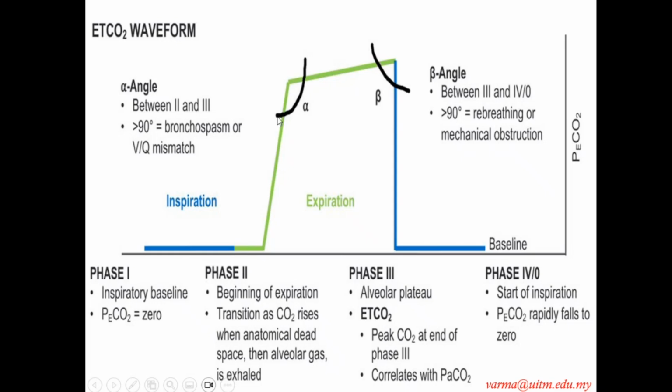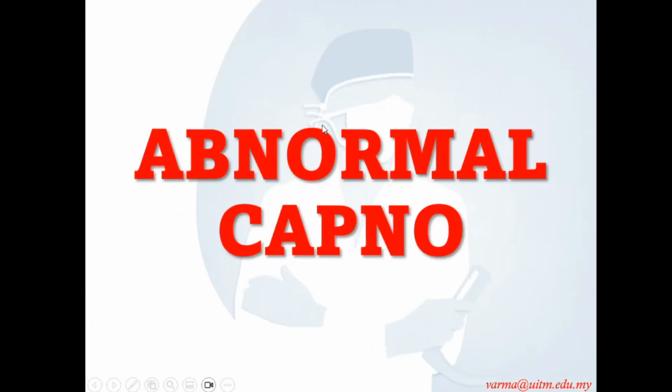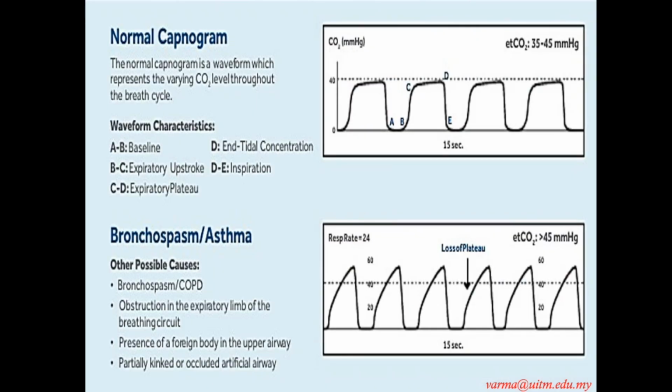So as I mentioned, the alpha angle: you see bronchospasm or VQ mismatch, any obstruction or VQ mismatch, whereas the beta angle is rebreathing or mechanical obstruction. This is airway obstruction, this is mechanical obstruction, but you can mention both can cause a delay, can cause the widening of the alpha or beta angle. That brings us to abnormal capno. This is the normal capno.